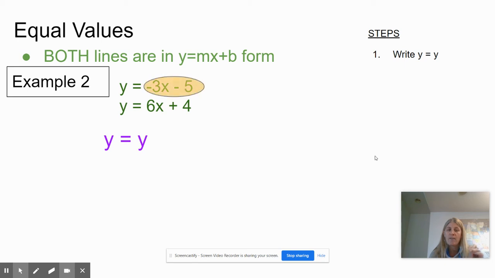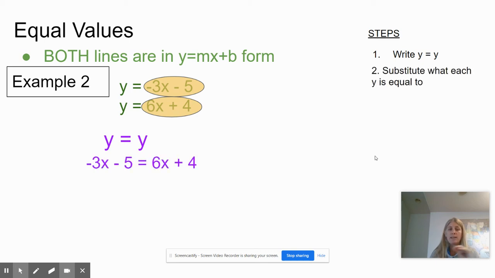And I go ahead and take that first what y is equal to, which is negative 3x minus 5, and I put it on the left. And I take the second what y is equal to, 6x plus 4, and I put it on the right. So I simply put those equal to each other. At this point, I'm going to go ahead and solve for x.